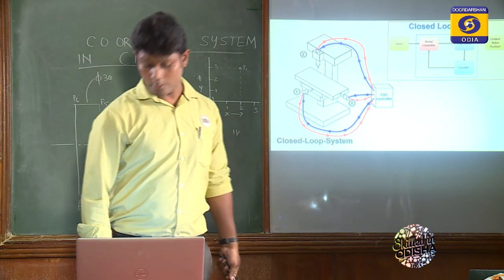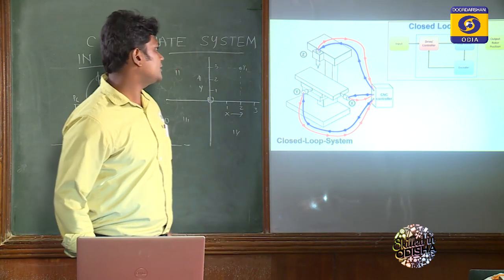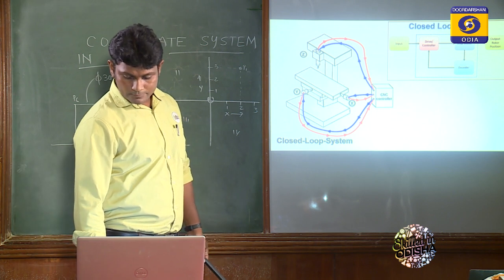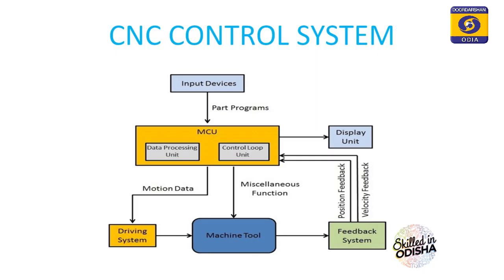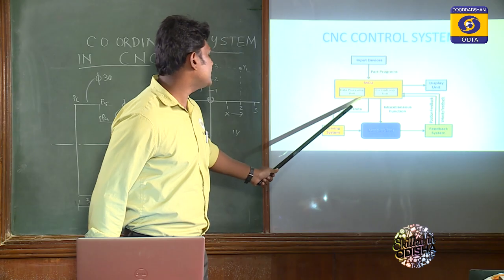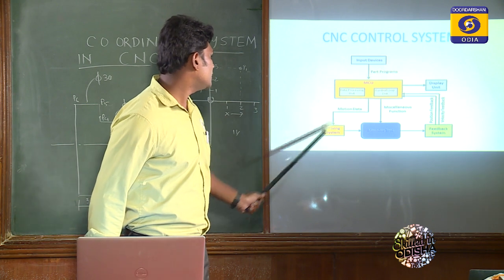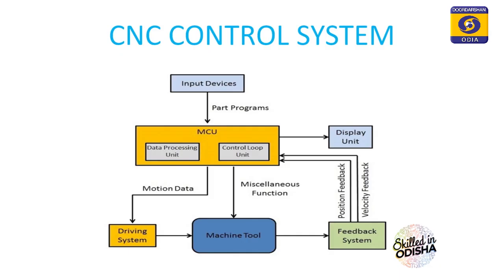Now we'll jump over to our main topic of today. This diagram is nothing but what we have already discussed, how this CNC controls. We have the input device, the machine control unit, the data processing unit, and the control. This is the driving system and the machine unit. The same thing that I have already explained to you.